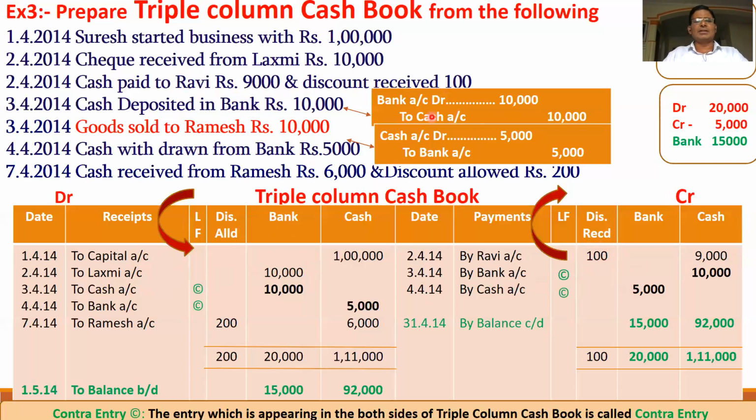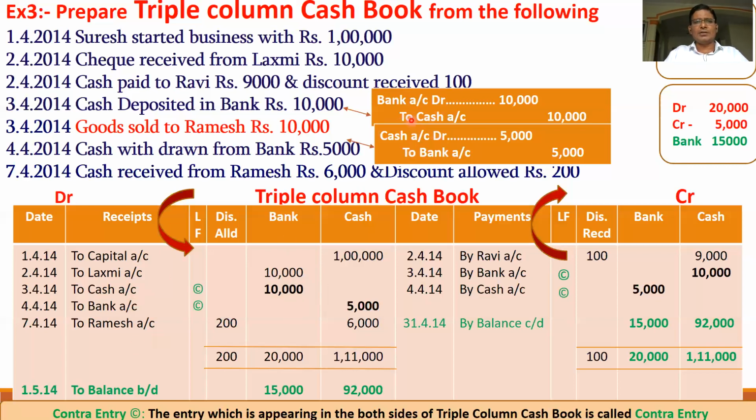Cash deposited in bank, this is a contra entry. Cash is going out, so cash account is credited, and cash is received by the banker, so bank account is debited. Bank account to cash. First you write "To cash" and you write C, meaning contra entry. When you write "To cash", that amount is entered on the opposite side, in the bank column. C means contra entry.